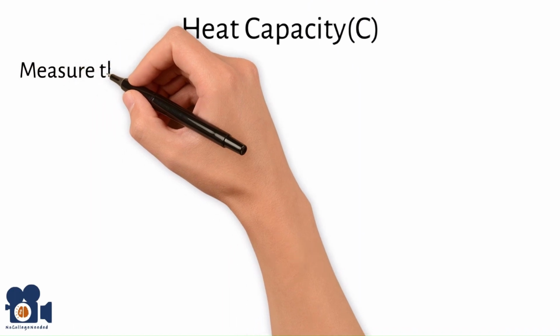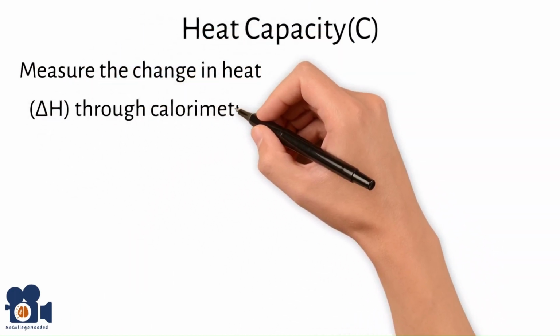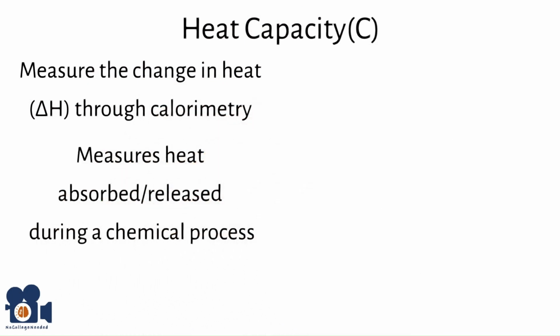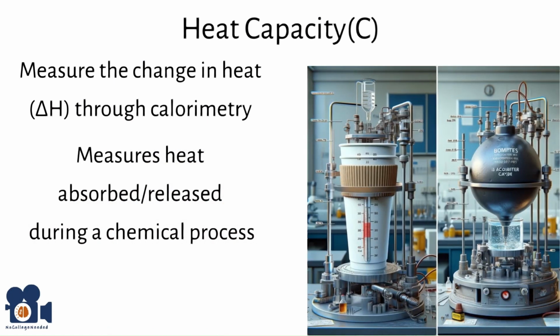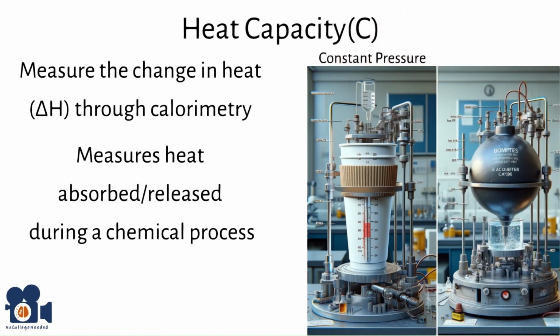Scientists measure the change in heat, delta H, in chemistry through a process called calorimetry that measures the amount of heat absorbed or released during a chemical process via the use of a calorimeter. There are various types of calorimeters, but the most common ones include a coffee cup calorimeter for constant pressure. Remember, delta H equals Q, or heat, when pressure is constant, and a bomb calorimeter for constant volume calorimetry.